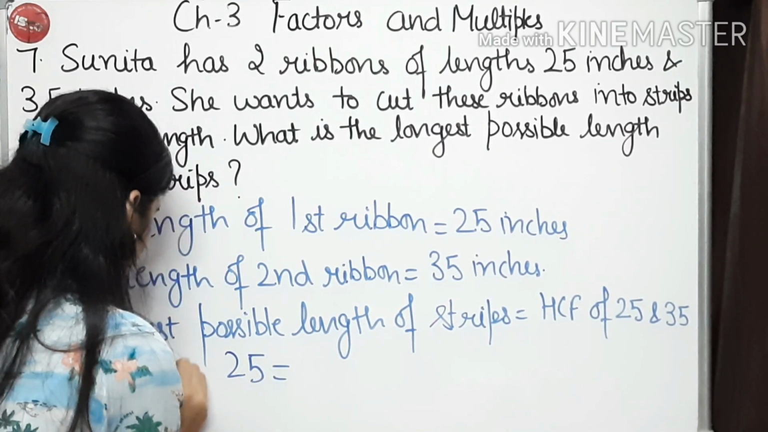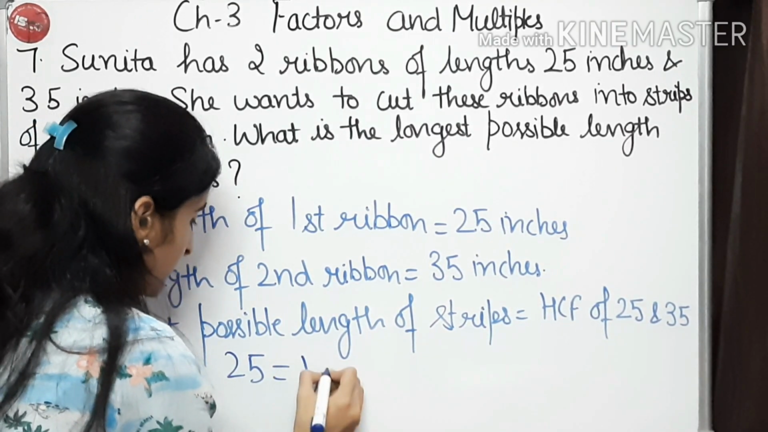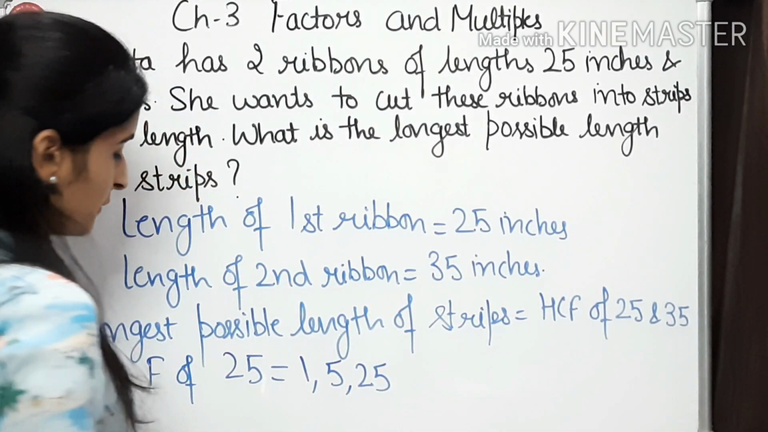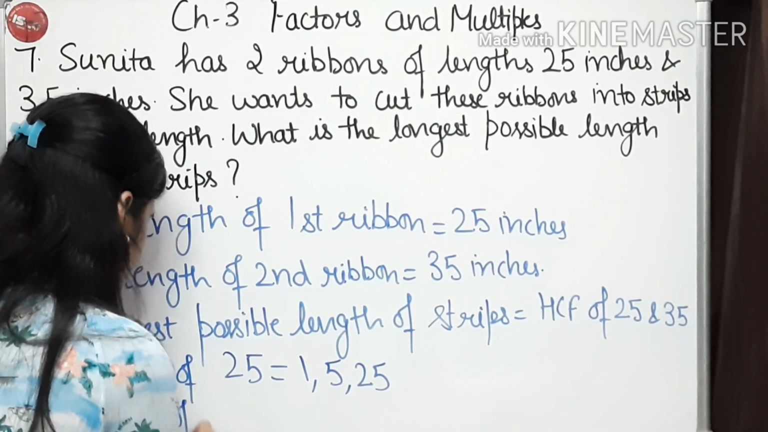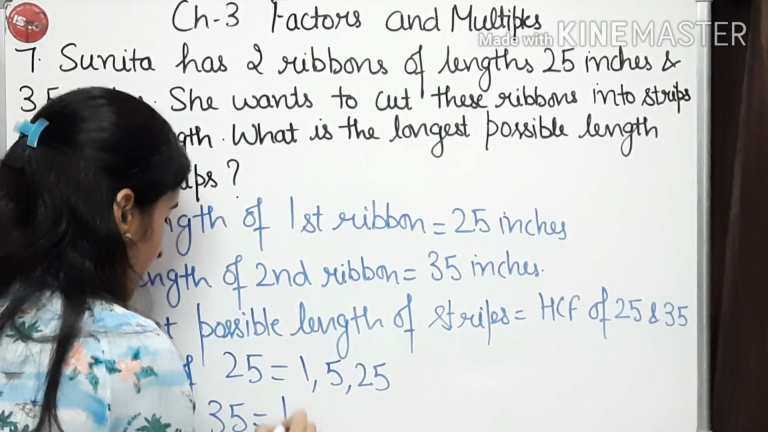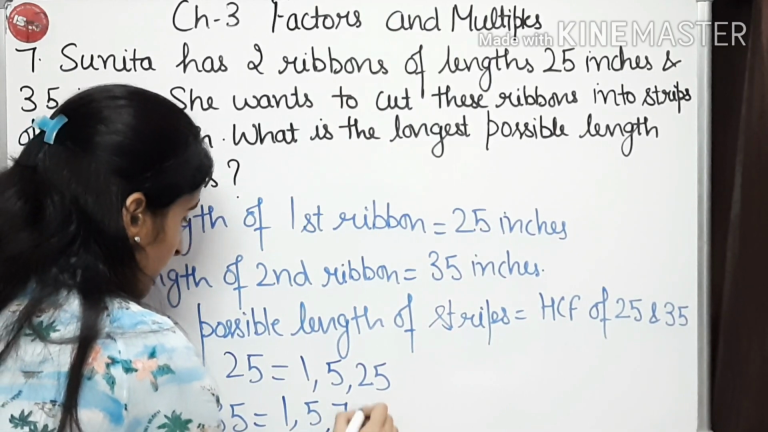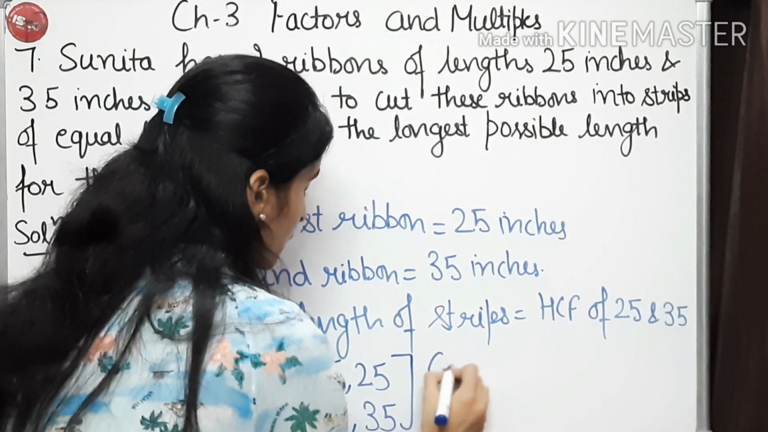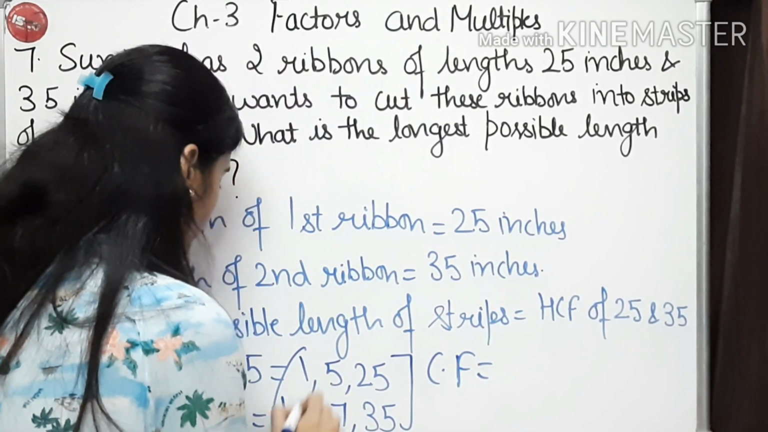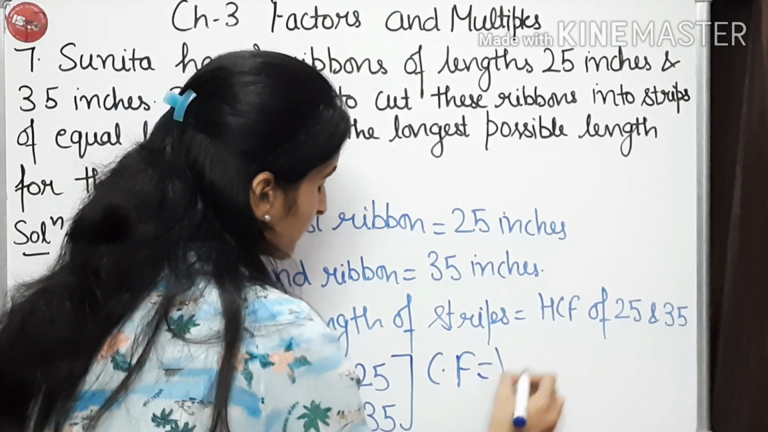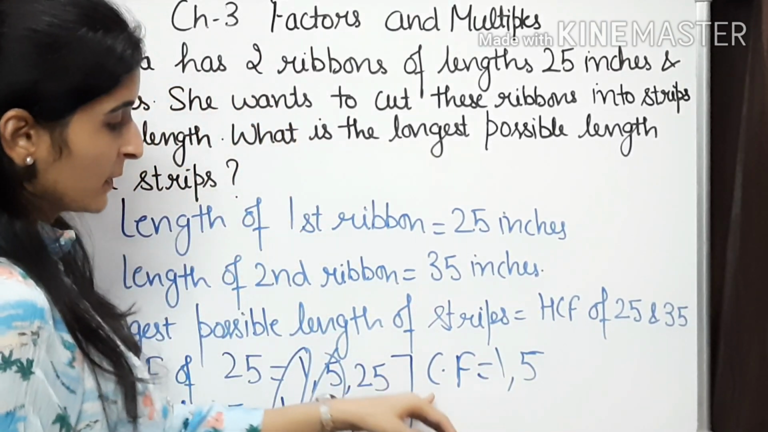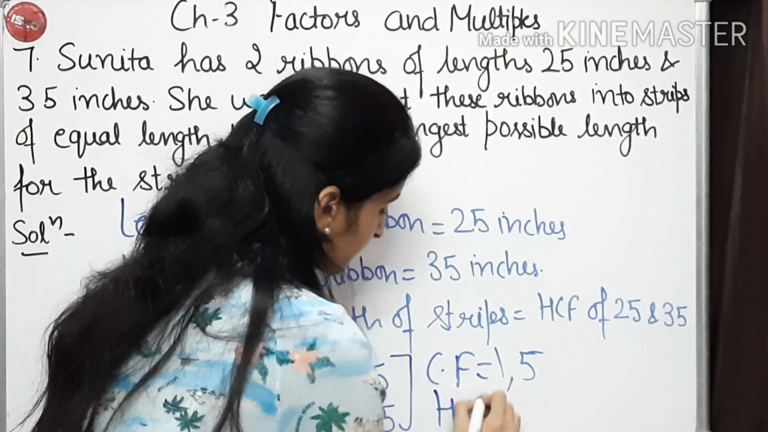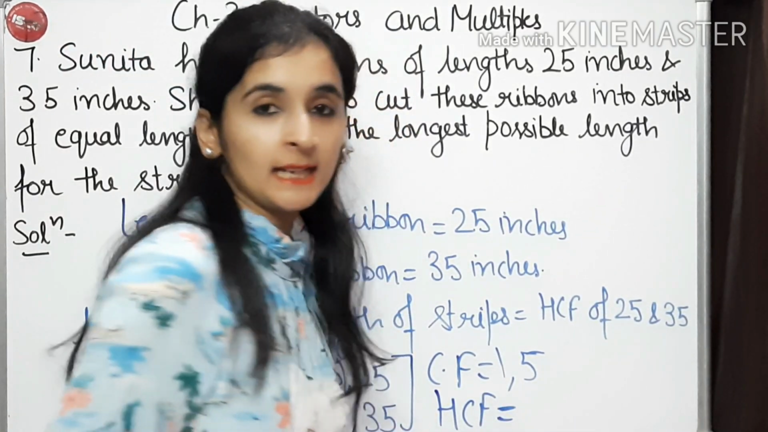Factors of 25 are 1, 5 and 25. And the factors of 35 are 1, 5, 7 and 35. After that, the common factors are 1 and 5. Now what will be the HCF? What will be the HCF here?